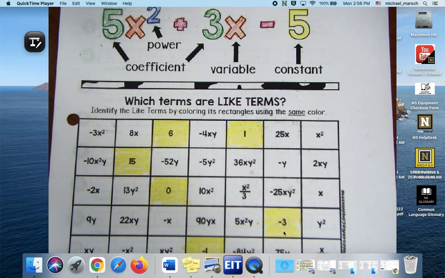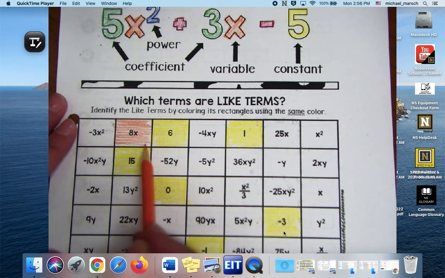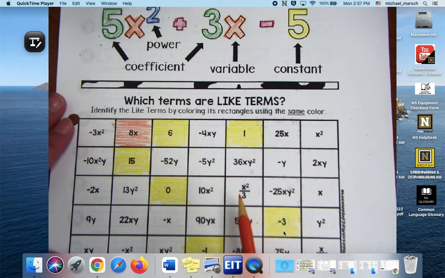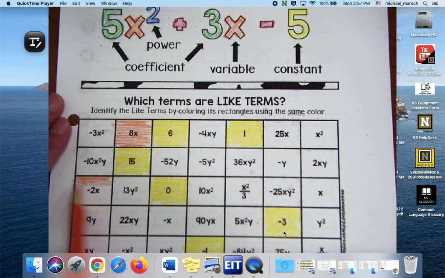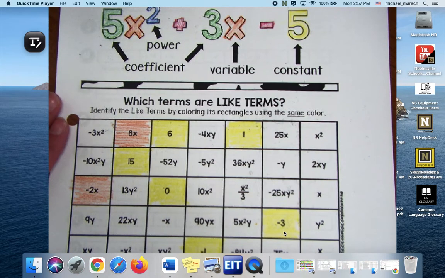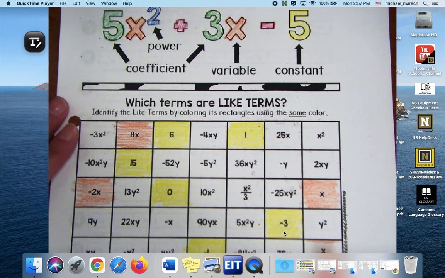The next one we're going to look for are any terms that have just an x variable with a coefficient. So 8x will work. This is orange. You can't have anything with an exponent because that's not a like term. Only a coefficient with the x or just the x works. X divided by 2 works.